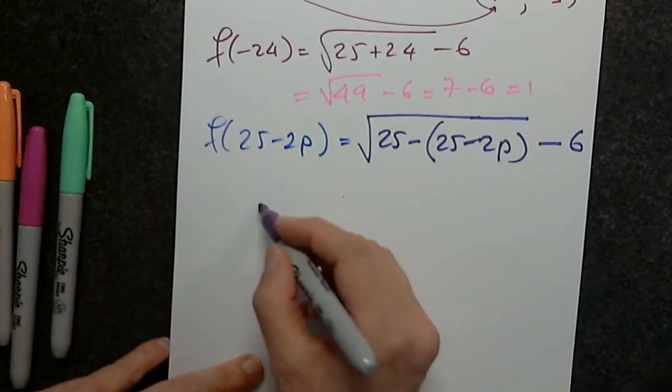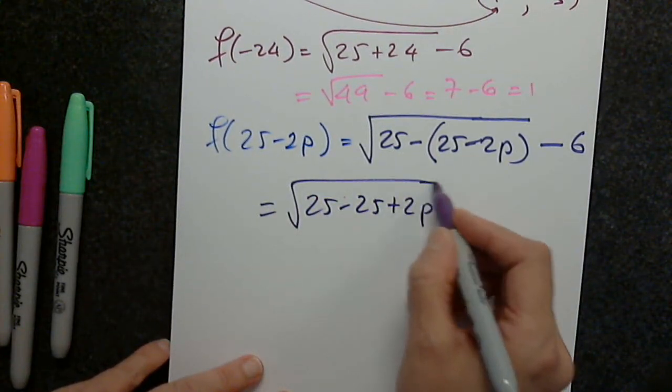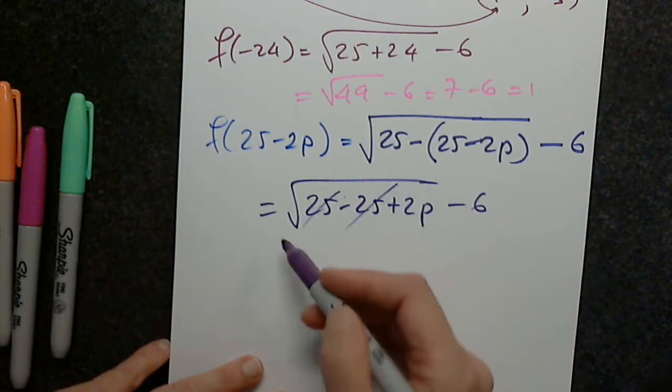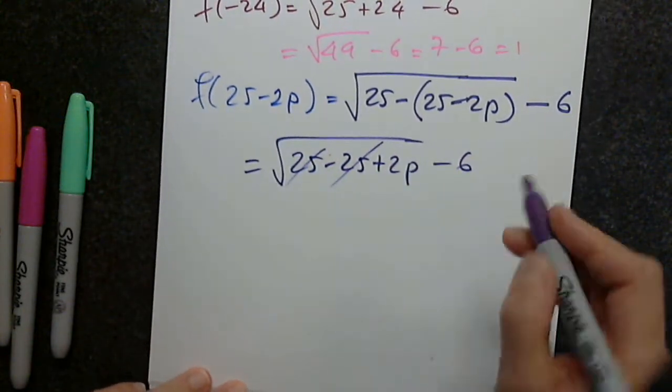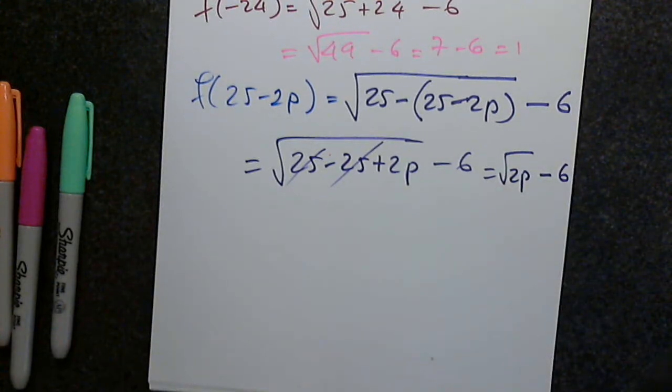Awesome. So then we simplify. 25 minus 25 and plus 2p minus 6. These two go away. So the answer would be the square root of 2p and outside minus 6. Any questions for me?